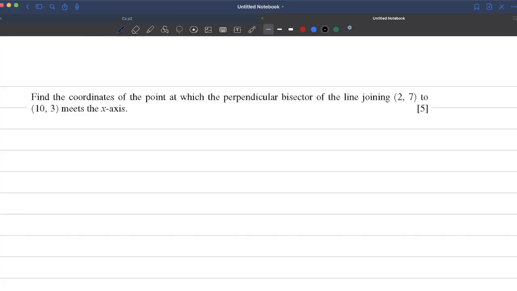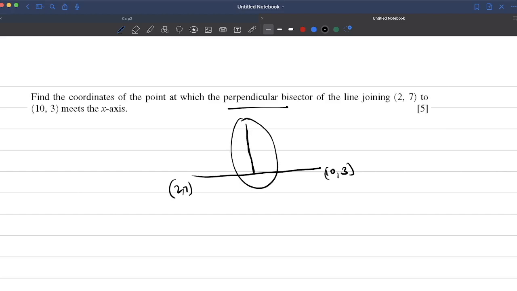Okay guys, this is the final question that we're going to do, and let's have a look at it. So it tells us to find the coordinates of the point at which the perpendicular bisector of the line joining (2, 7) and (10, 3) meets the x-axis. So let's say we have this line here, which is (2, 7) and (10, 3), and then we have of course a perpendicular bisector. This perpendicular bisector is what we have to look for, the equation of it first of all. So what I need for this is the midpoint and the gradient. That's what we do for most of the questions.